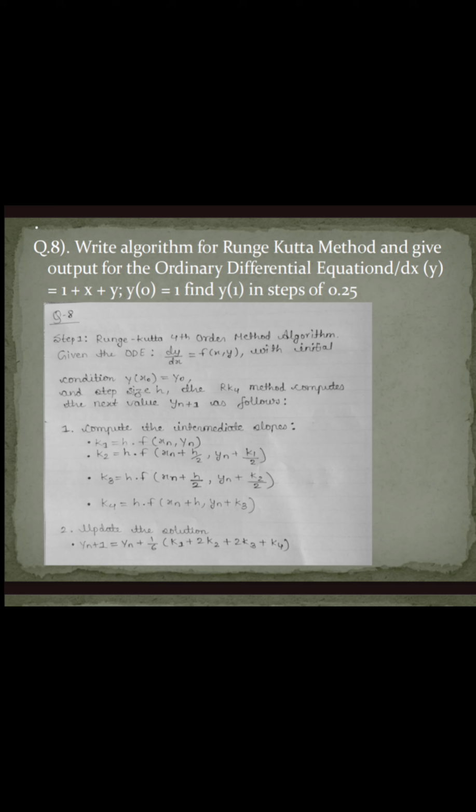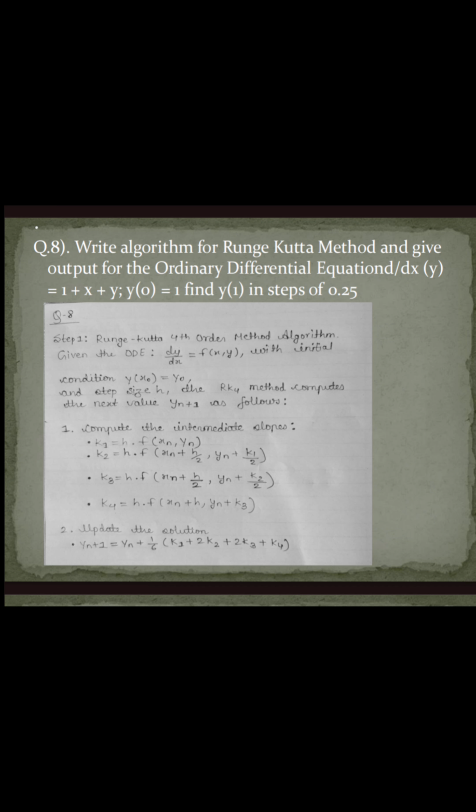Question 8. Write algorithm for Runge-Kutta method and give output for the ordinary differential equation dy/dx equals 1 plus x plus y, y(0) equals 1. Find y(1) in steps of 0.25.